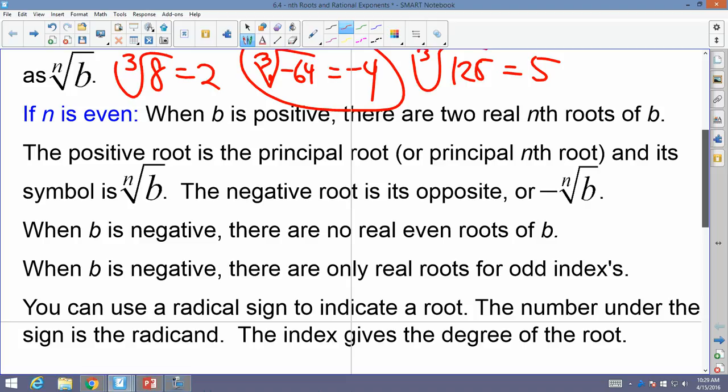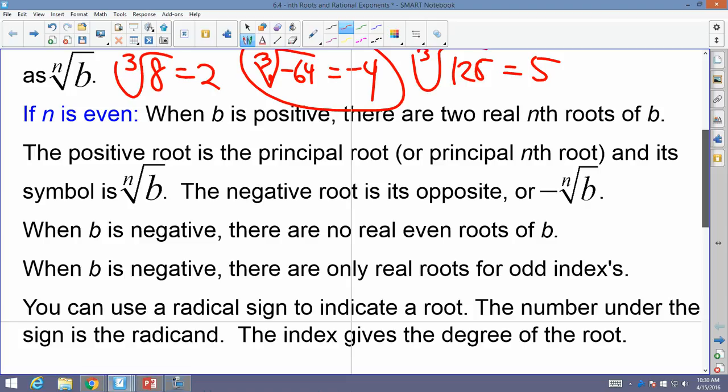When b is negative, there are no real even roots. When b is negative, there are only real roots for odd indexes. So odd indexes can have negative radicands. Even indexes cannot have negative radicands.